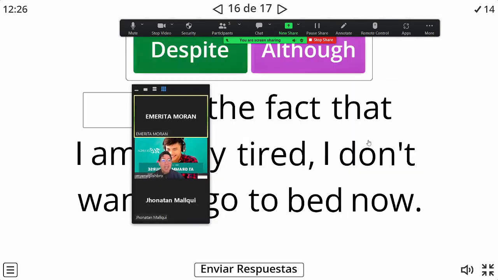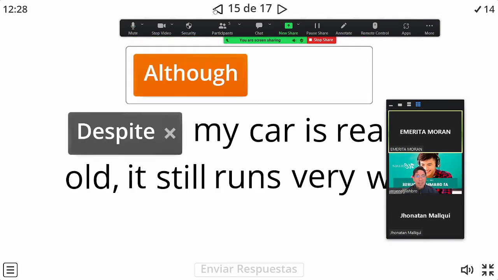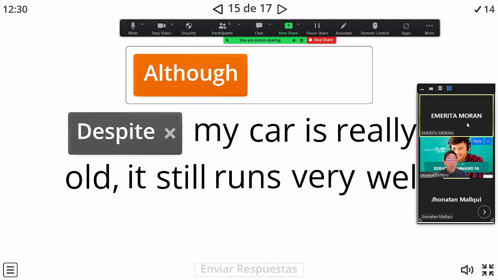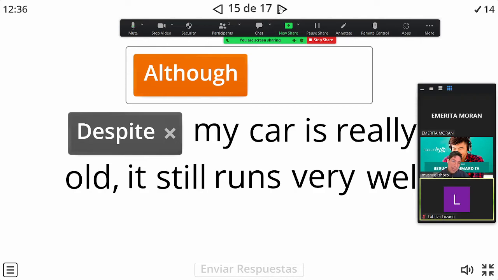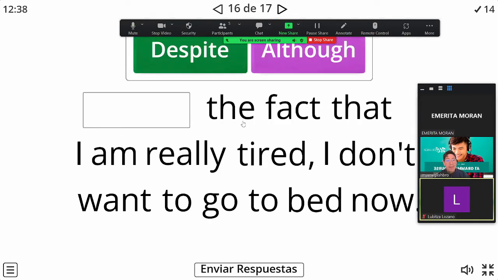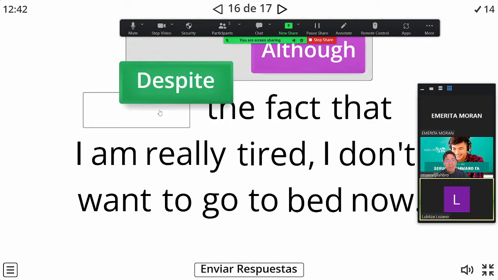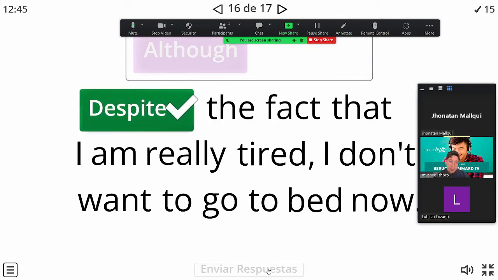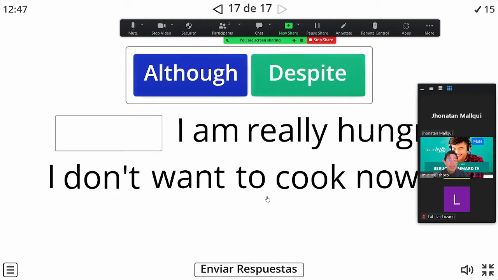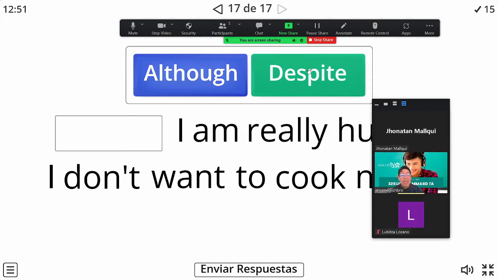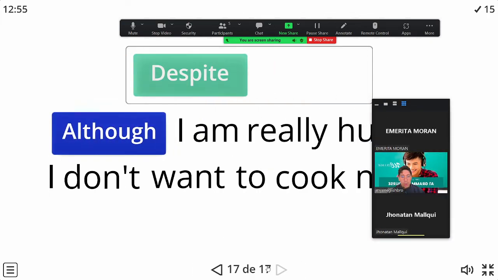Dice, my car is really old. Mi carro es realmente muy viejo. Esto es una cláusula. Para que vaya el despite tendría que ir un the fact that. A ver, the fact that I am really tired. ¿Cuál va? Despite. Dime, tell me, Jonathan. I am really hungry. ¿Cuál sería la respuesta? Although.